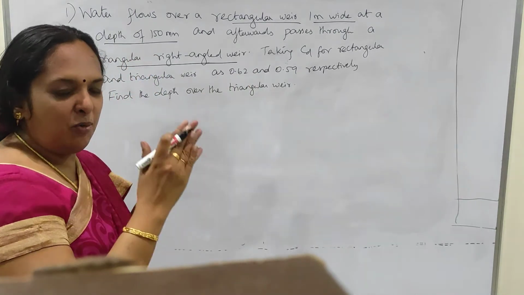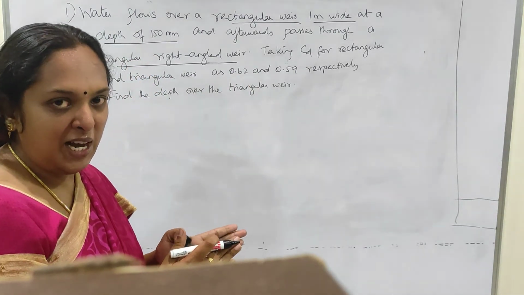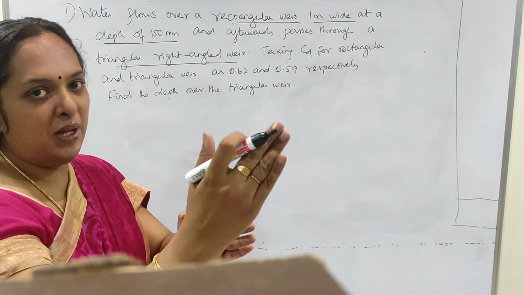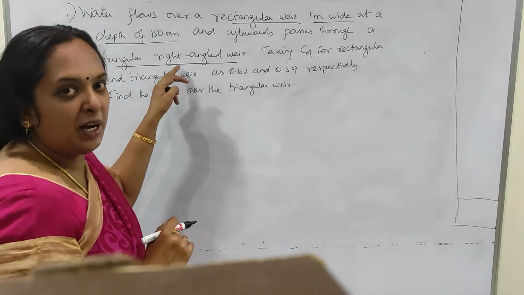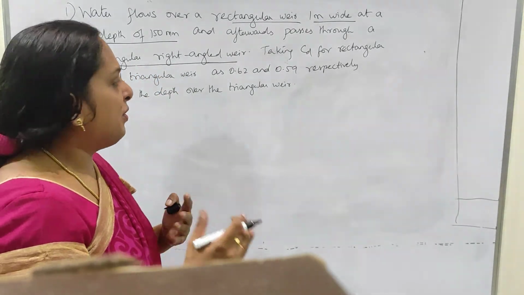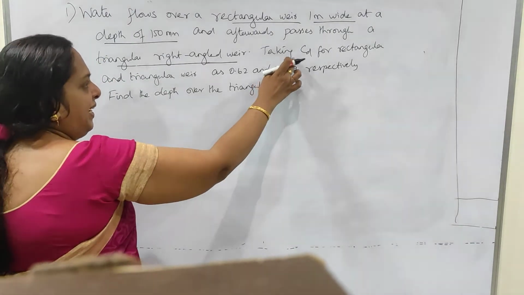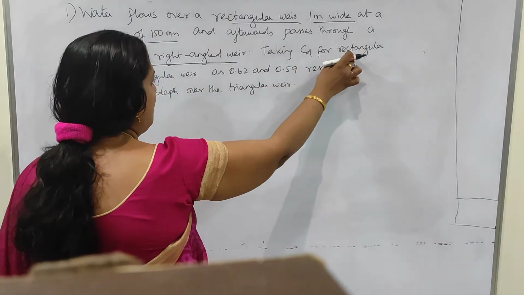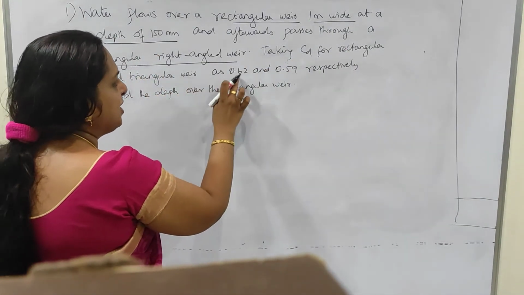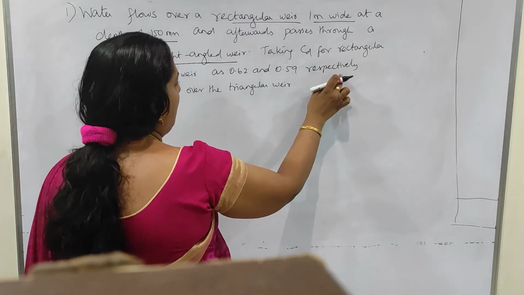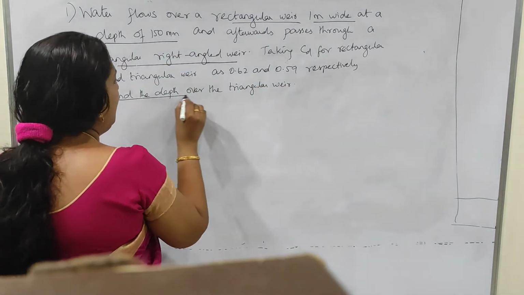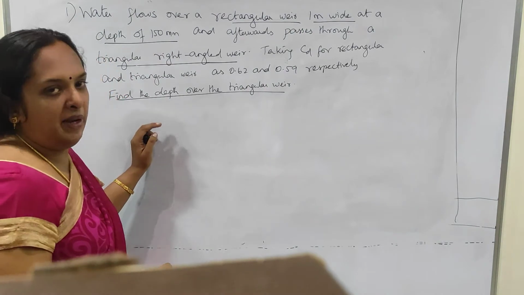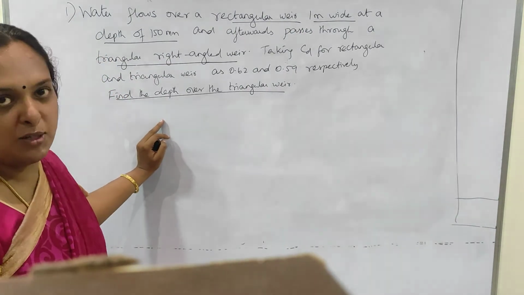So first the water is passing through the rectangular weir, then it passes through the triangular weir. That too, a right angled weir. Taking CD, the coefficient of discharge given for rectangular and triangular weirs, as 0.62 and 0.59 respectively, find the depth over the triangular weir. So this is what is asked here.